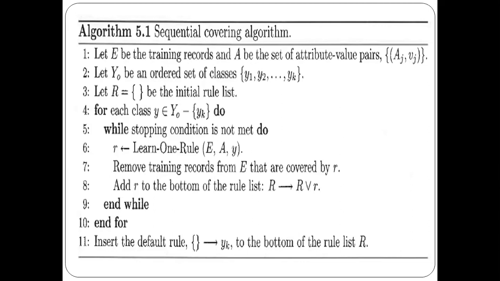Okay, so once we find all the rules, at the bottom of the list we will have an empty rule that will be used if none of the rules are triggered by the record.